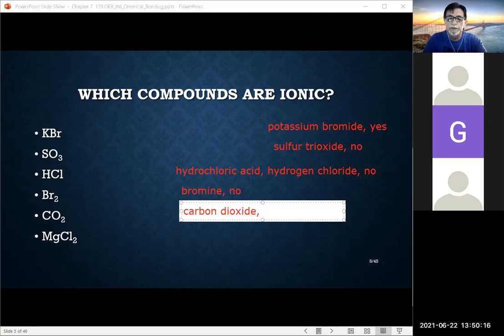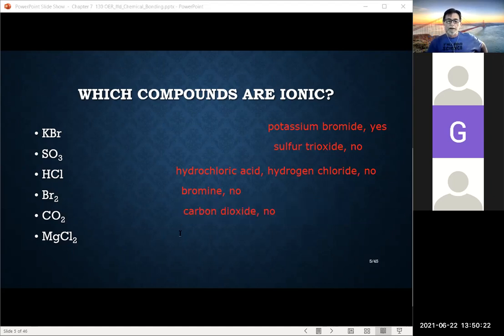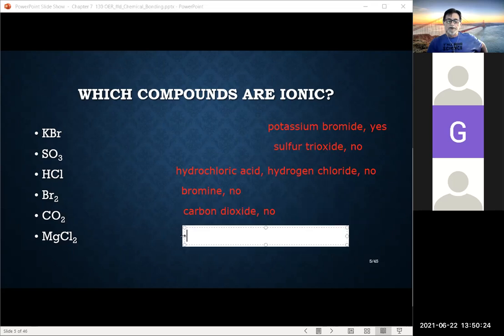No, that is correct, Odette. No, it's not ionic, okay? And then finally, the last one, MgCl2. Anybody want to take a shot on the name on that? Magnesium chloride, exactly. Not magnesium dichloride.